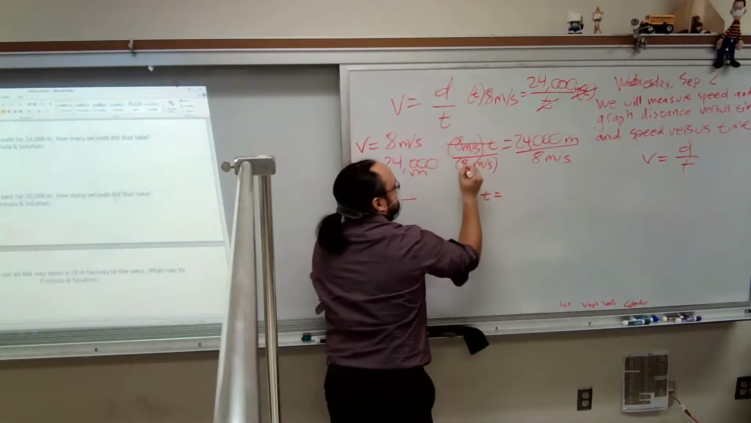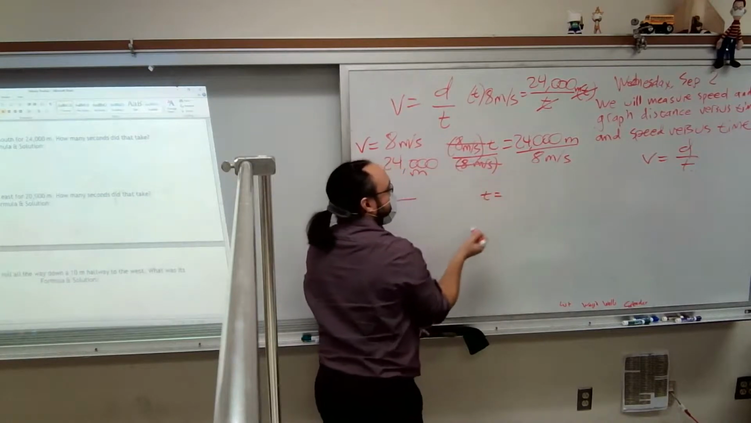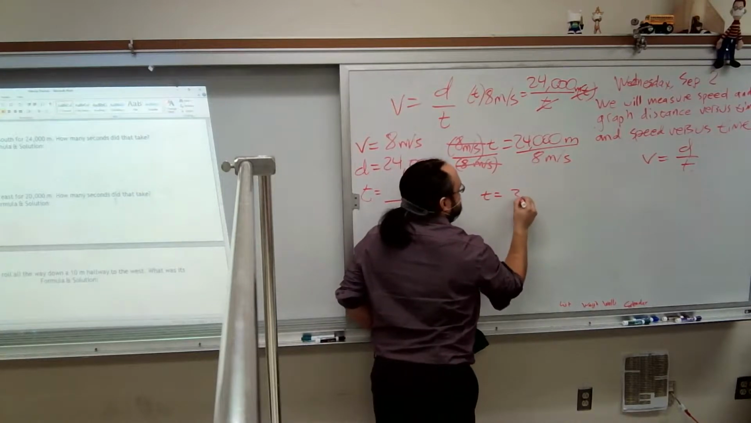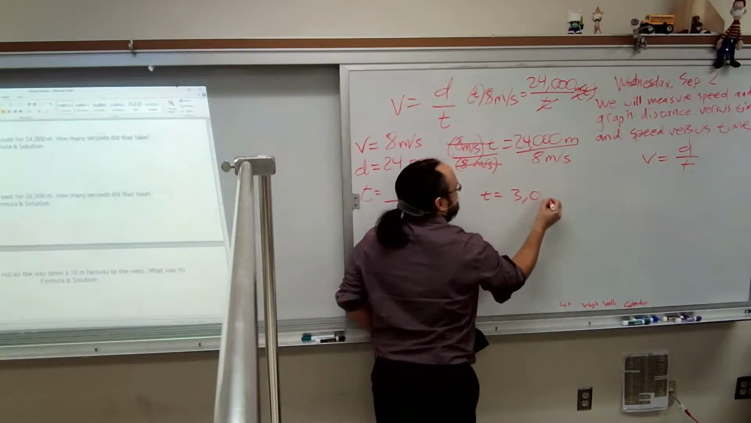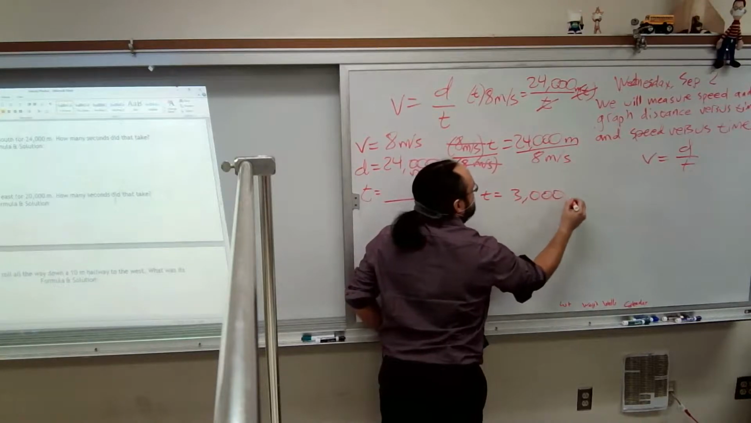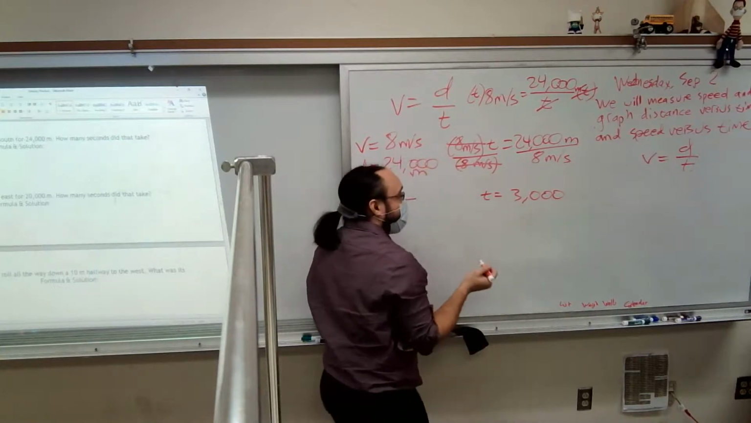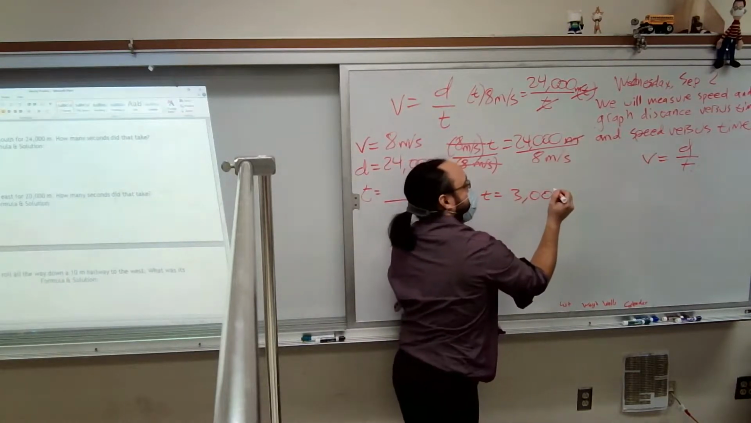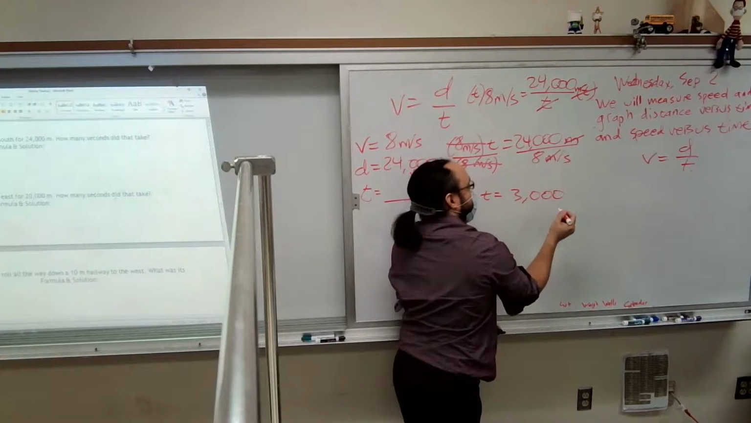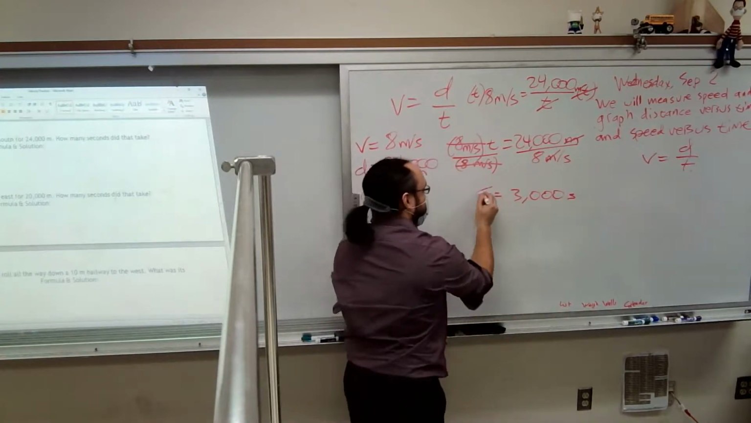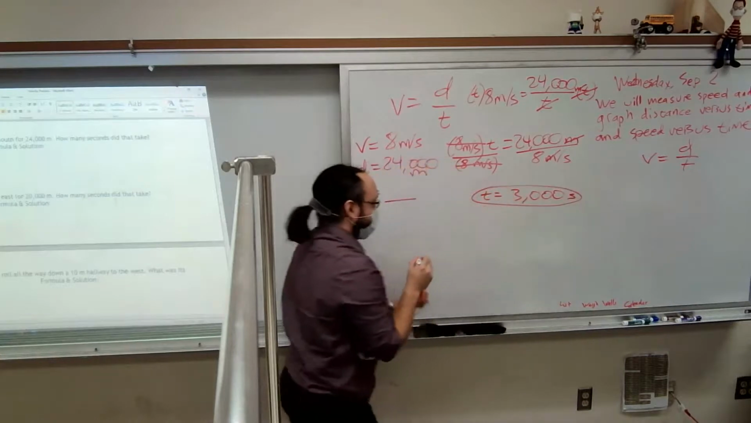So now we got this on top and this on bottom, so it just says t equals, and 24,000 divided by 8 is 3,000, right? 8 times 3 is 24, so 8 times 3,000 is 24,000. And we can do the same thing with the units. So we got an m on top and an m on bottom. So now we just got seconds. And there we go, t equals 3,000 seconds.